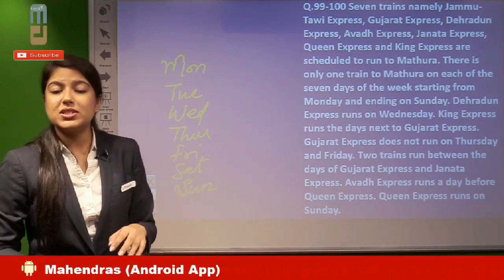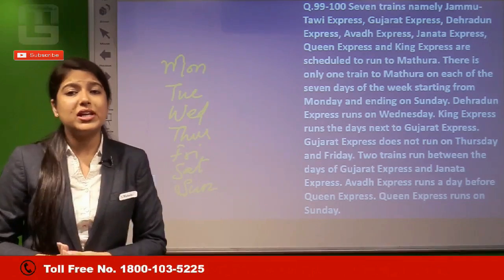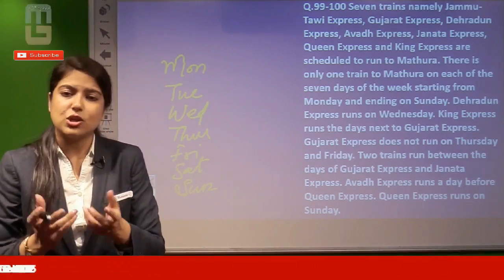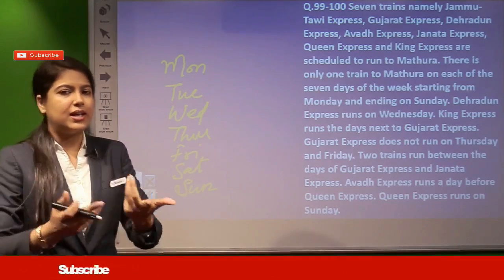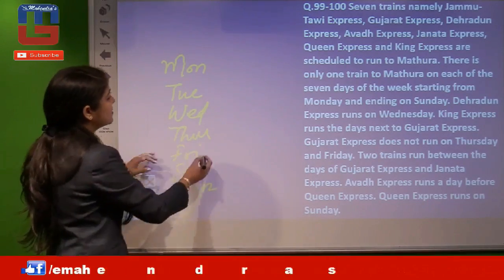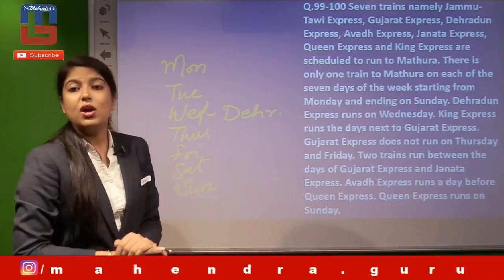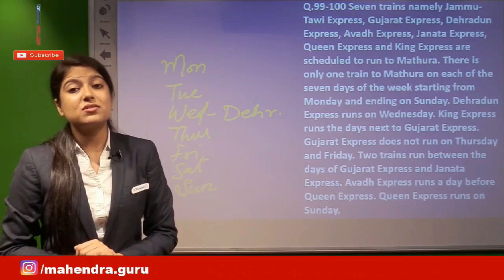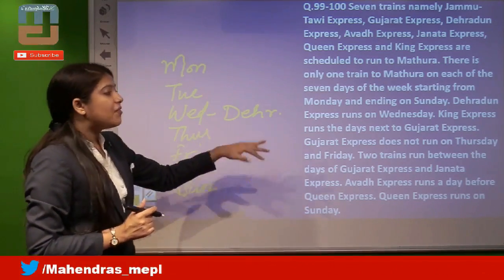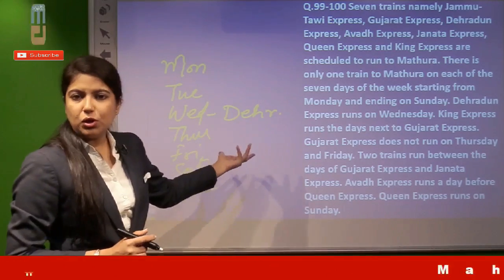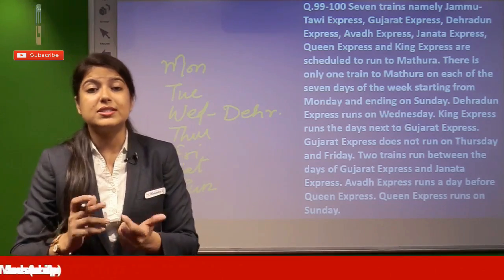Now the conditions which give us direct information we will place in front of the days, because we just have to arrange which train runs on which day. First, Dehradun Express runs on Wednesday. Clear condition. So here is the arrangement: Dehradun Express on Wednesday. King Express runs the day next to Gujarat Express. Now King Express will be running after Gujarat Express, but where? We don't know, so leave this condition. Gujarat Express does not run on Thursday and Friday.